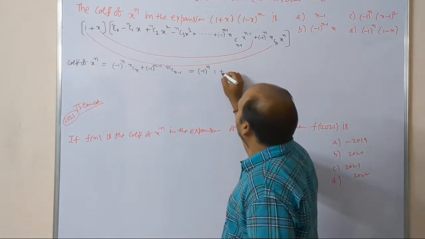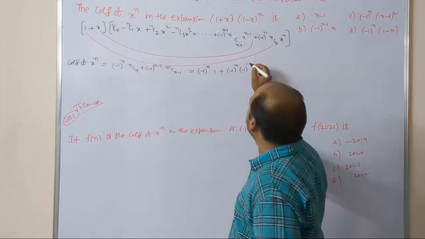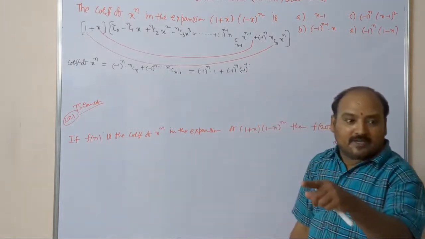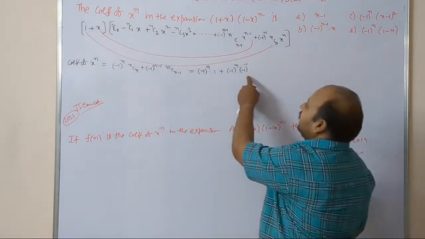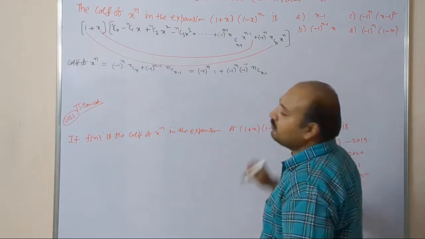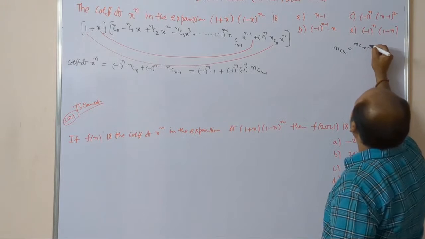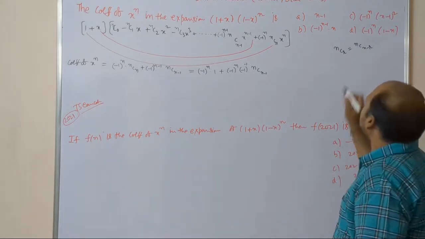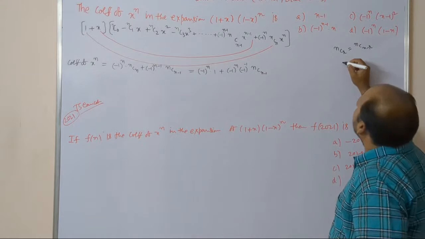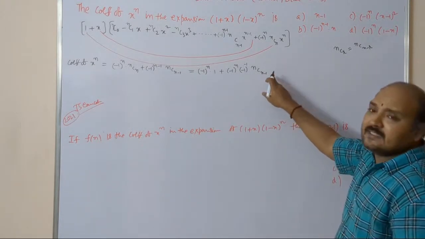Next, minus 1 whole power n, minus 1 whole power minus 1. a power m minus n is a power m into a power n, that's what I wrote. nC(n minus 1). nCr equals nC(n minus r) only, no? So here the r value is n minus 1, from n minus r, nC1 we can write it now.